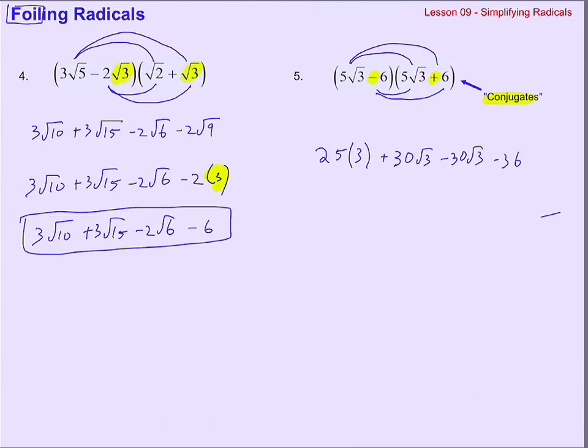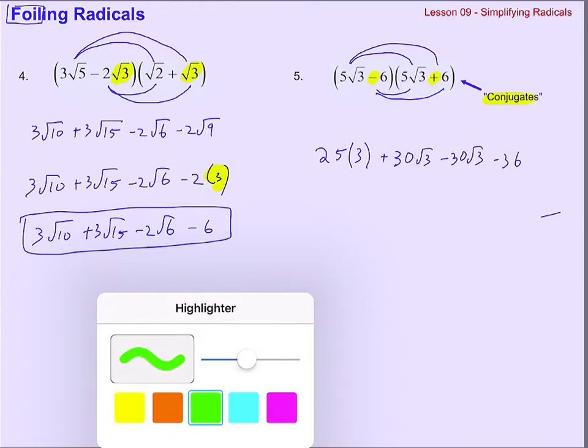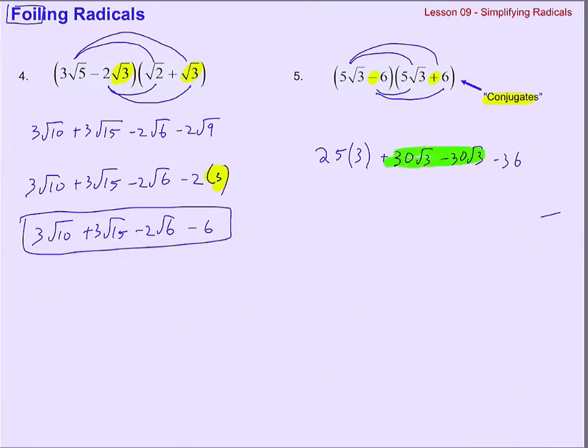So I want you to notice what happens here. These middle terms, they cancel each other out. That is not a coincidence. That will always happen whenever you multiply two conjugates together. The middle terms will always cancel out. And what you're going to be left with, that 25 times 3, well, it happens to be a 75, but more importantly, it is the square of 5 root 3, because that's how we got it. We squared the 5 root 3.